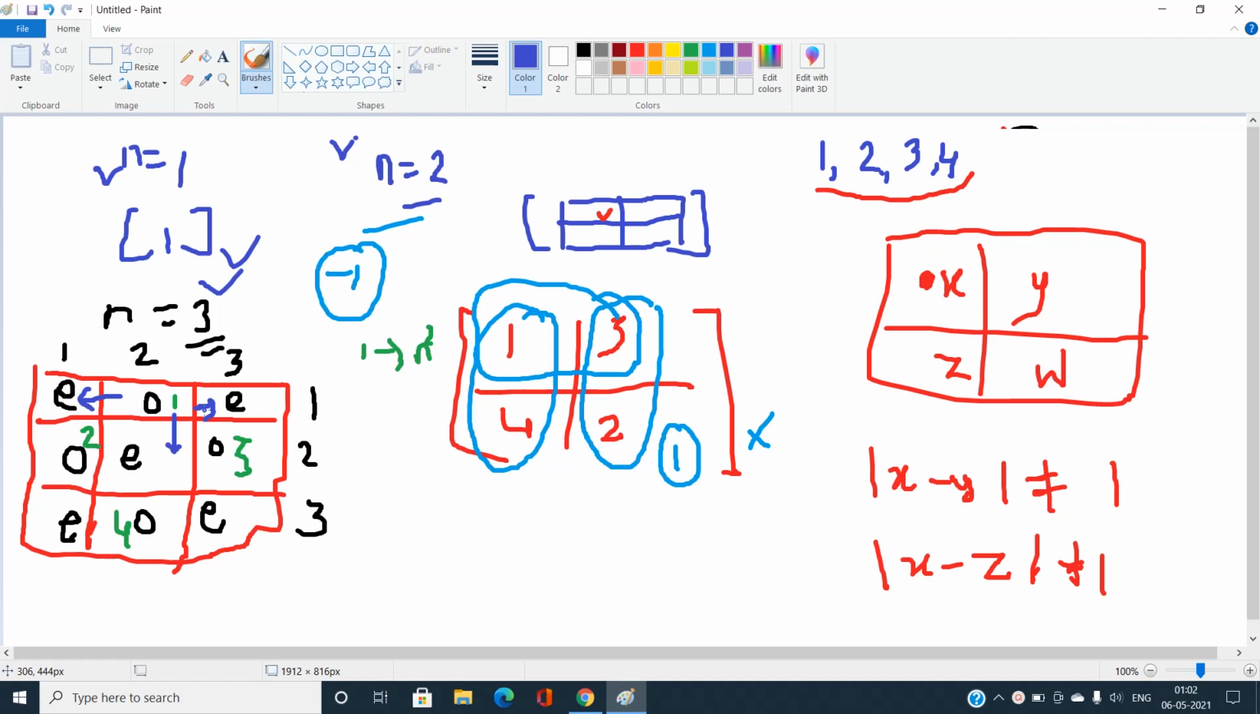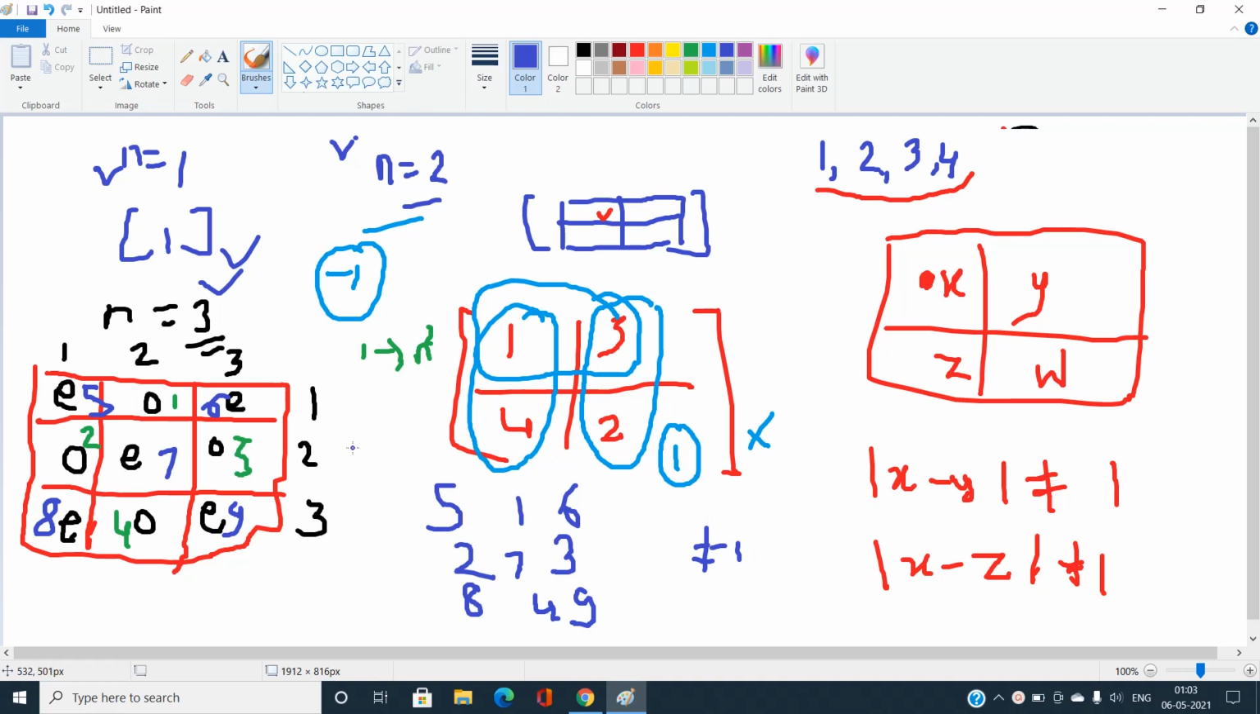Okay, let's try to fill that up. So I'm just erasing this one. Okay, so 1, 2, 3, 4 is filled. Now I have to fill 5, then 6, then 7, then 8 over here, and then 9 over here. So my matrix would look like this: 5, 1, 6, 2, 7, 3, and 8, 4. Okay, I'm just trying to write it down clearly: 8, 4, 9. So if you find the absolute difference of any of the adjacent cells, you will find that it is not equal to 1. And similarly, you can also do that for n equal to 4.